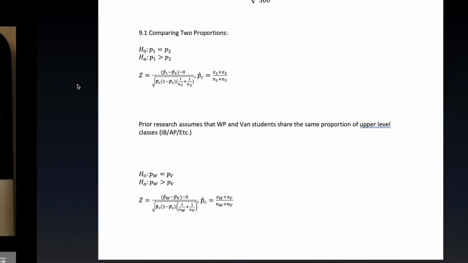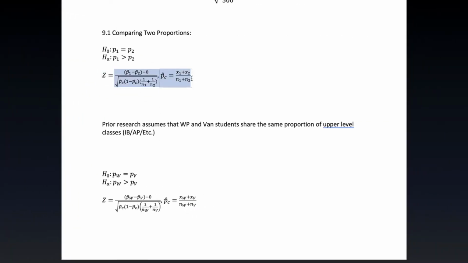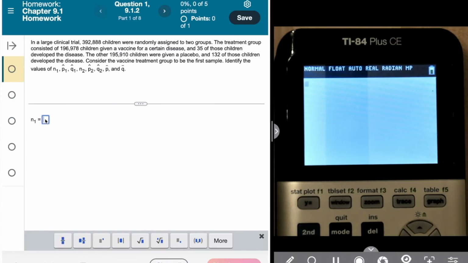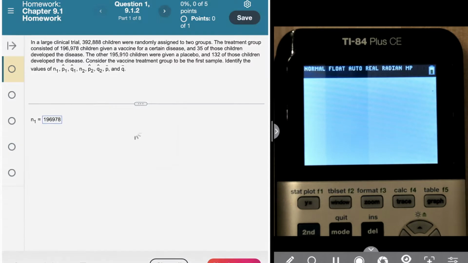And so again, the goal is, hey, can we just get used to understanding that I'm going to need to balance two sets of data at the same time so that I can ultimately later construct the test statistic comparing two proportions. And so here we go. It says, consider the vaccine treatment group to be the first sample. So as I read, well, the vaccine treatment group had that many students, 196,978.